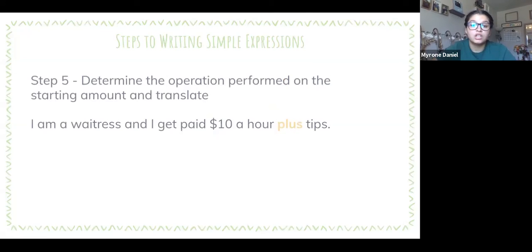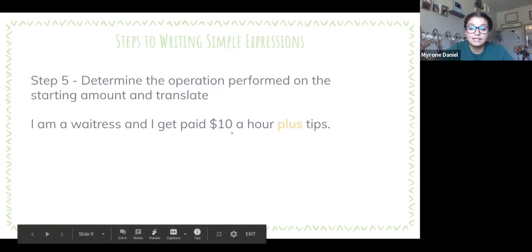So now determine the operation performed on the starting amount and translate it. We've already kind of started to do this, but we want to make sure that these steps are correct. So again, here's my word problem. I am a waitress. I get paid $10 an hour plus tips. So we know that the operation we're going to be performing is plus, because we make $10 an hour plus tips. So 10 plus T equals whatever I made that hour.